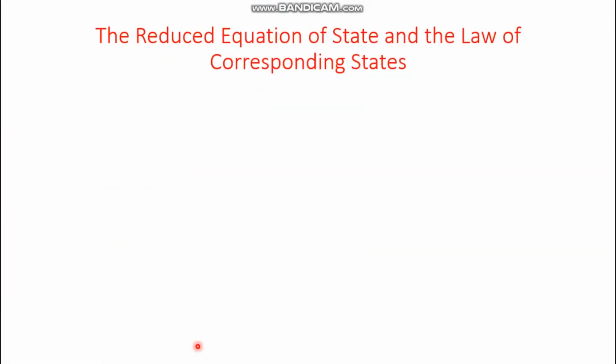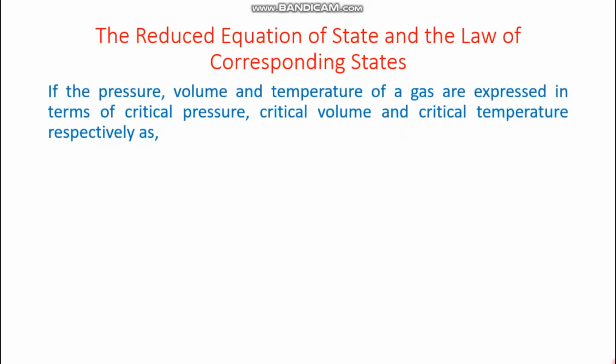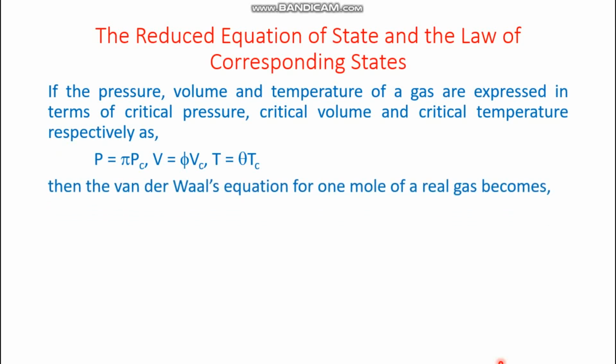Next comes the reduced equation of state and the law of corresponding states. If pressure, volume and temperature of a gas are expressed in terms of critical pressure, critical volume and critical temperature respectively as P equals pi Pc, V equals phi Vc and T equals theta Tc, then the van der Waals equation for 1 mole of a real gas becomes, in place of P we are writing here pi Pc, now here plus a by V squared. So a is okay, but in place of V squared we have to write phi squared Vc squared.